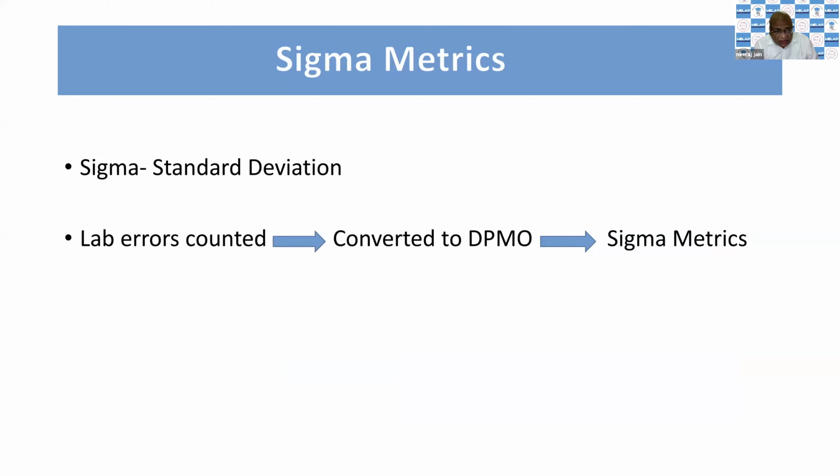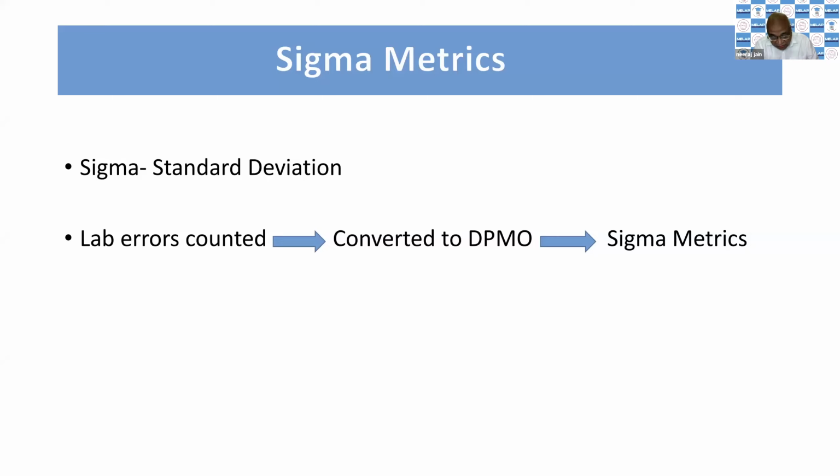What is sigma? Sigma is a symbol for standard deviation. And Six Sigma was first started with Motorola, and then General Motors and General Electric also accepted it. They say if some quality is at the level of 6 sigma, then out of 1 million possibilities, the error possibility is only 3.4. This is very low, and they say this is world class quality.